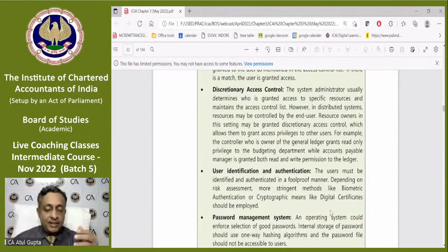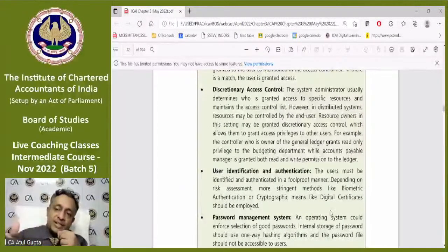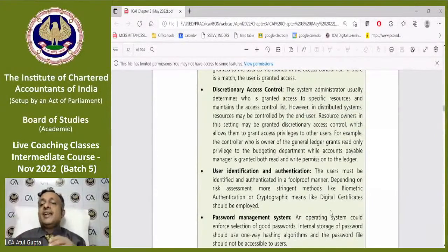Suppose the branch manager is going on leave. The branch manager is going to leave from tomorrow morning. So this evening, you know what the branch manager does? He provides access to the next highest official in the bank. There is a register in the bank that they call the password register. In that password register, the branch manager mentions that today at 6 p.m. in the evening, Mr. B, the loan officer, has been granted access because I am going on leave from tomorrow. So that is discretionary access control.